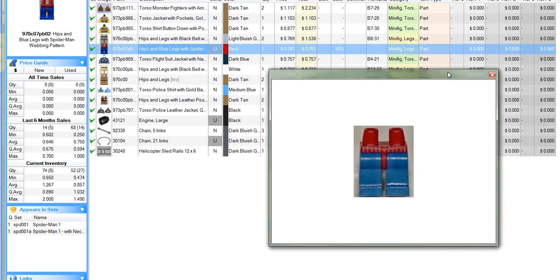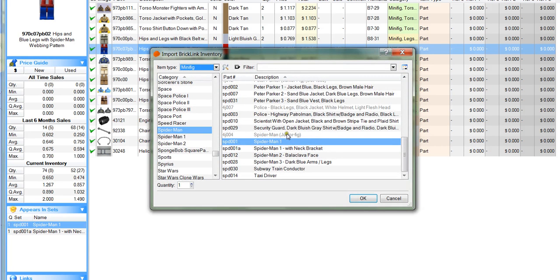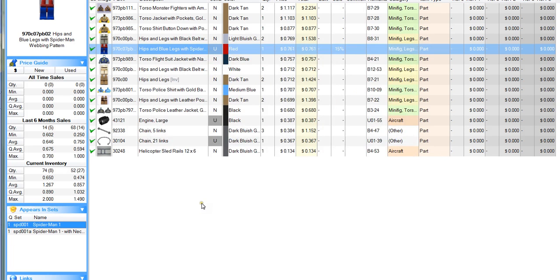These are from an old set. I got them in a used lot off of eBay. This is the only part of Spider-Man I got. I didn't get the top half or the head or anything like that. I don't know what set it's from. I wonder if I can click here and see. No, it just shows me the minifig. It doesn't show me what sets they were in. But it's Spider-Man number one. I'll have to do some research if I can. It's interesting to me.